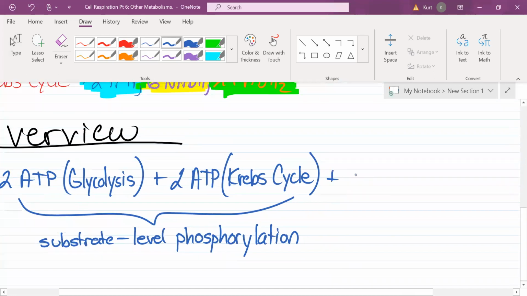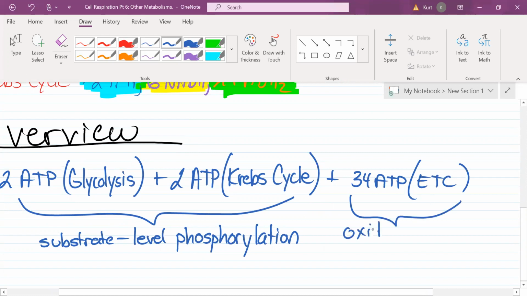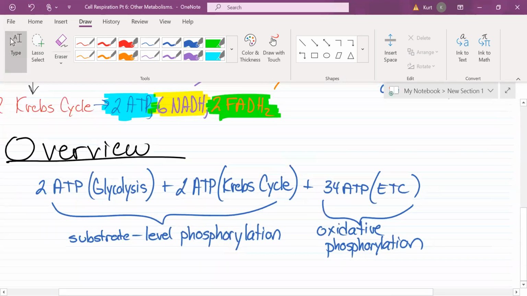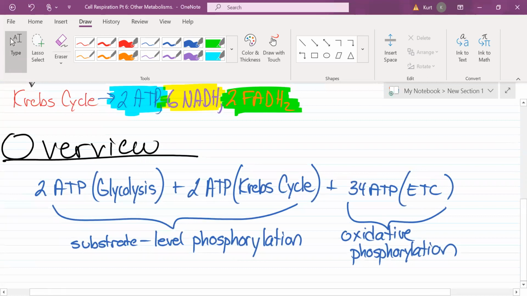And then you have the 34 ATP from the electron transport chain. This is oxidative phosphorylation. And that's everything that we have done since last Tuesday, guys. Summed up in about 10 minutes.